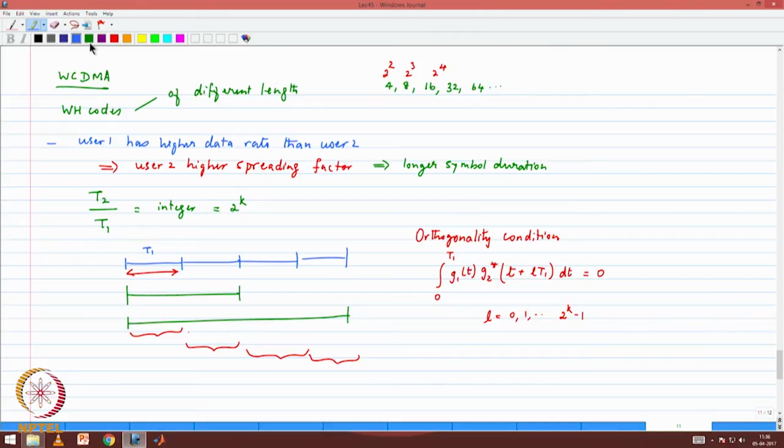Maybe you may find it a little bit more intuitive to write it in the following fashion: 0 to T1, instead of shifting, instead of writing it like this, you can write it as G2*(t + LT1) times G1*.